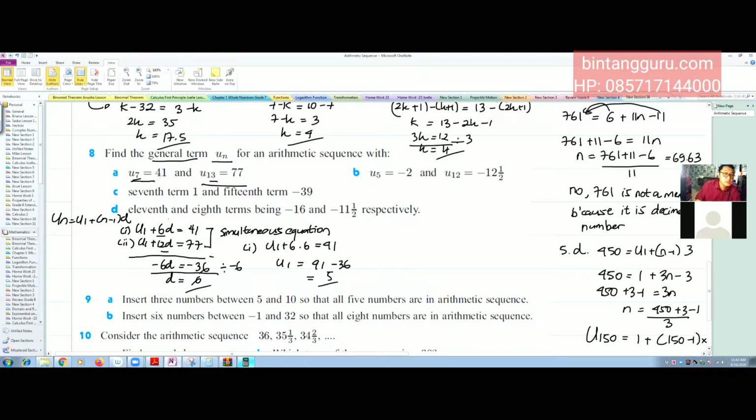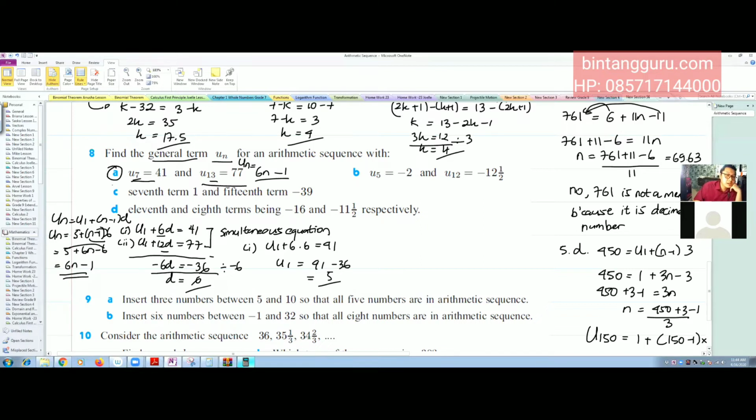Now we apply the general term. UN equals U1, which is 5, plus N minus 1 times 6. We open the bracket: 6N minus 6. So 5 minus 6 will be negative 1. So the general term is UN equals 6N minus 1. And B is also similar. Later you could try it.